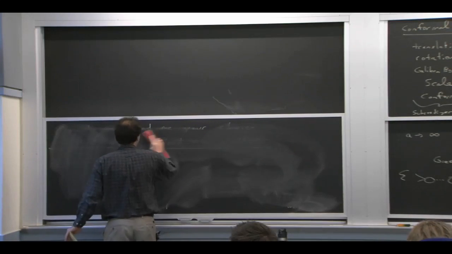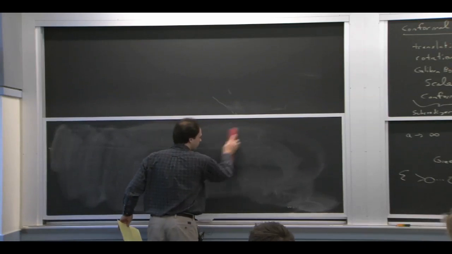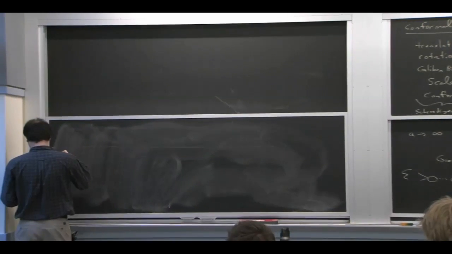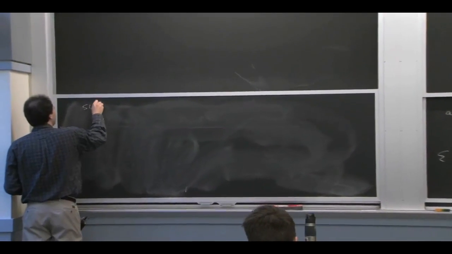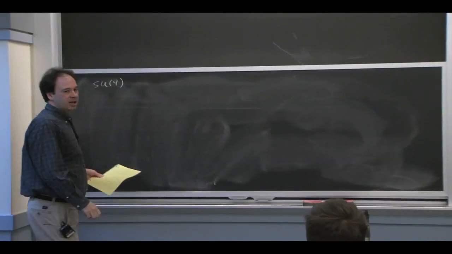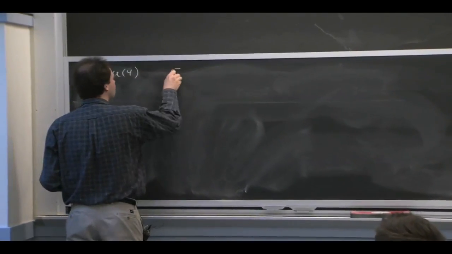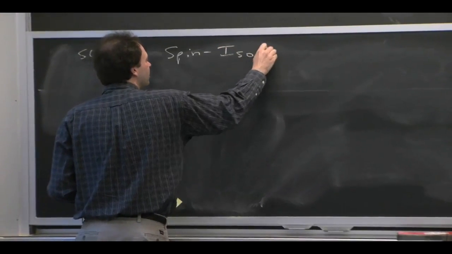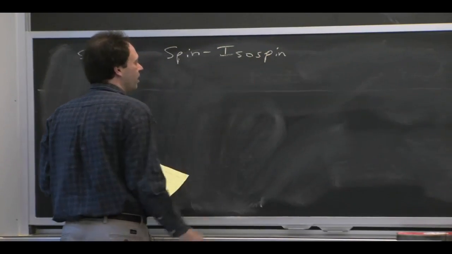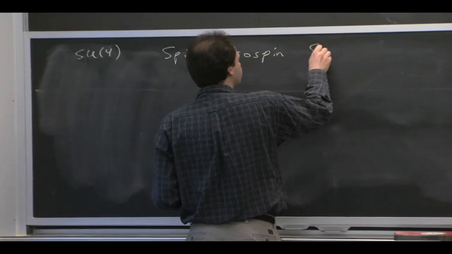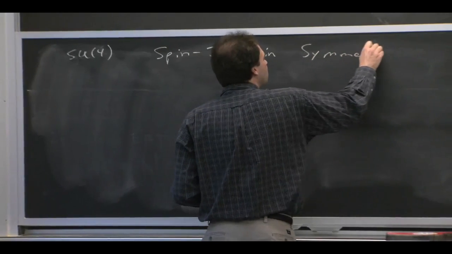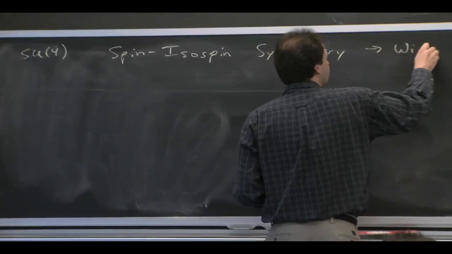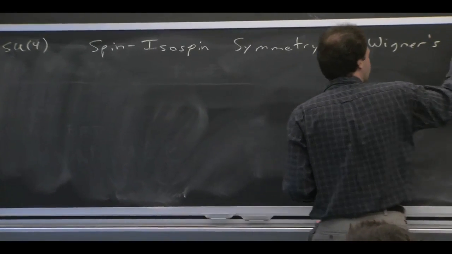There's also another set of symmetries that this theory has in this limit, which is also interesting. And that is, like HQET, there's an enhanced spin symmetry. This time, the enhanced spin symmetry comes about by combining spin and isospin. And this is a symmetry that's known as Wigner's SU(4) symmetry.